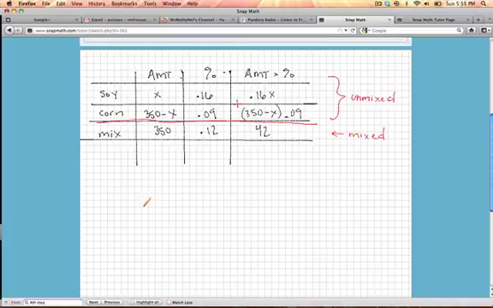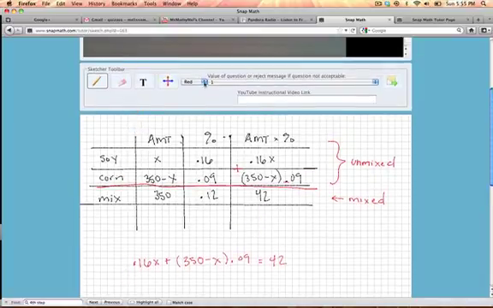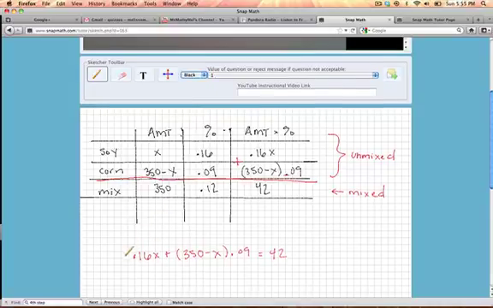So we'll have 0.16x plus 350 minus x times 0.09 is equal to 42. We're just adding this third column down vertically like any other addition problem. And now it becomes an algebra problem. So let's figure out what x equals.